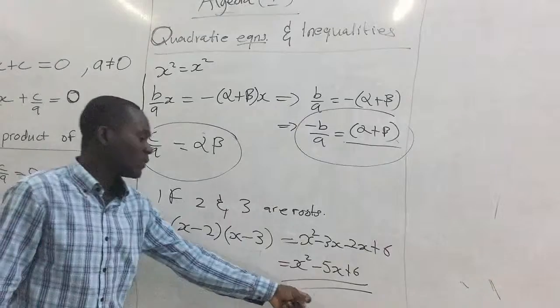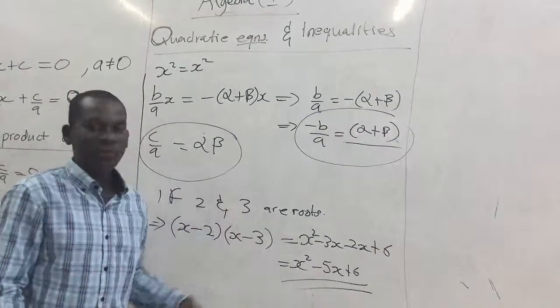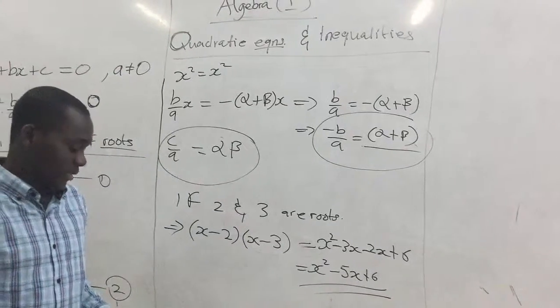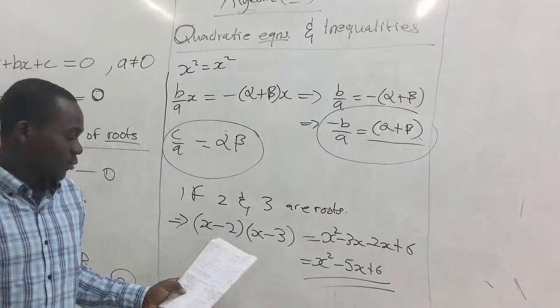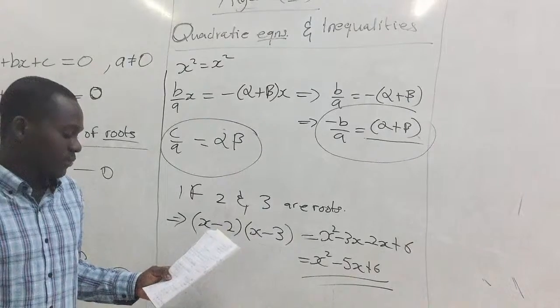So eventually when you solve this equation, you will get the values of 2 and 3 for x. So this is how we find using the roots to get an equation.